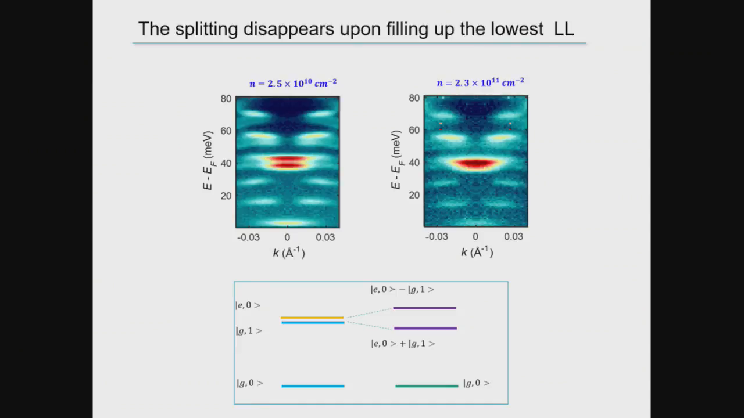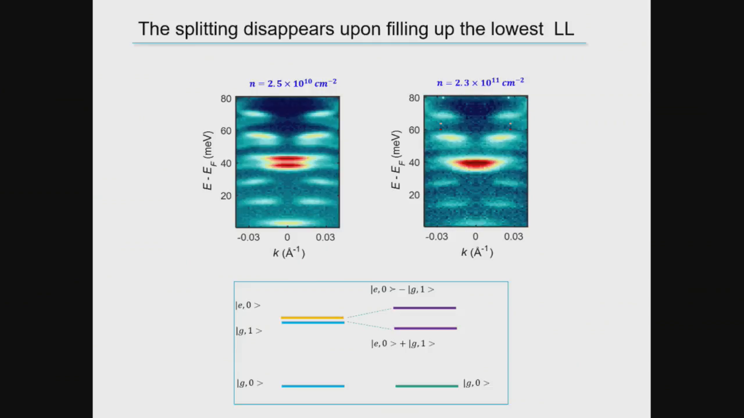What happens to the splitting when we increase the electron density is that the splitting goes away. The reason is that as we increase the density, we fill the lowest Landau level, so the number of available states is reduced. As you can see from these two tunneling spectra, we increase the density from right to left, and as we increase the density, the splitting goes away, which is consistent with this previous picture.